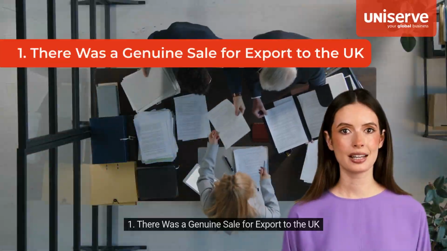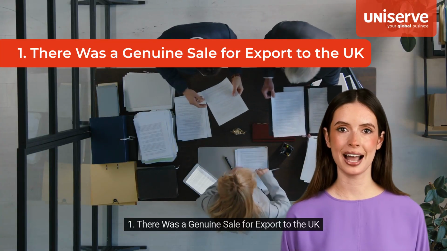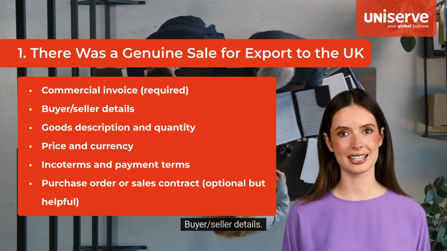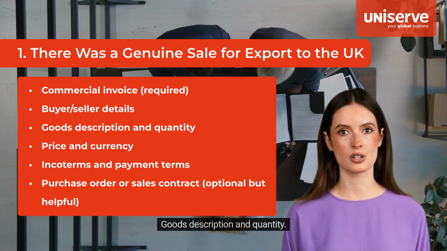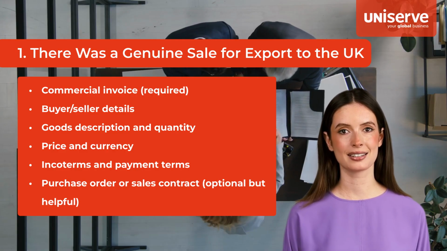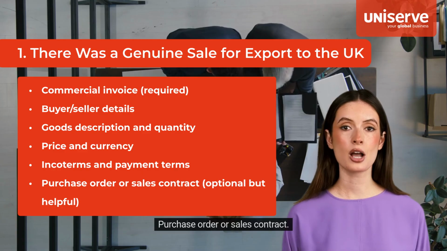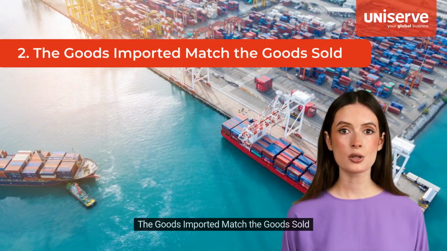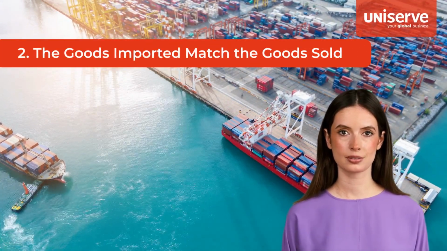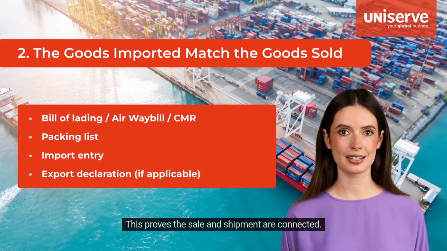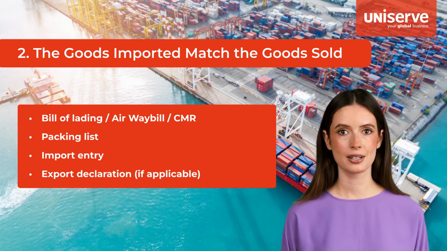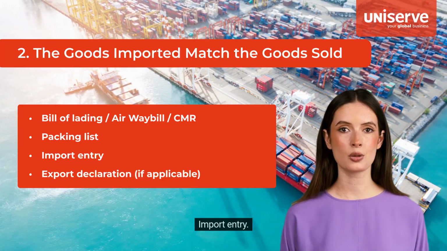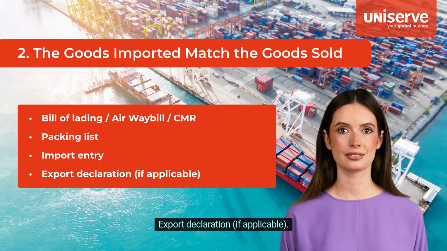Number 1, there was a genuine sale for export to the UK. Evidence includes commercial invoice, buyer-seller details, goods description and quantity, price and currency, Incoterms and payment terms, purchase order or sales contract. 2, the goods imported match the goods sold. This proves the sale and shipment are connected. Acceptable evidence is bill of lading, airway bill, CMR, packing list, import entry, export declaration, if applicable.